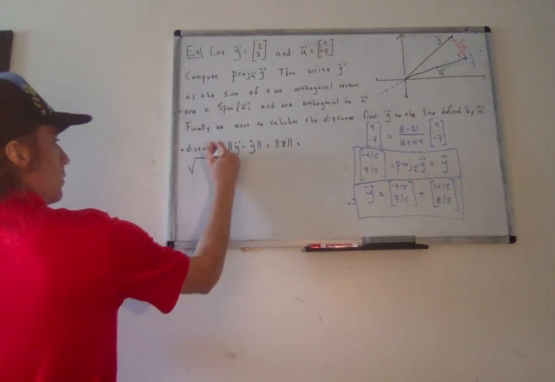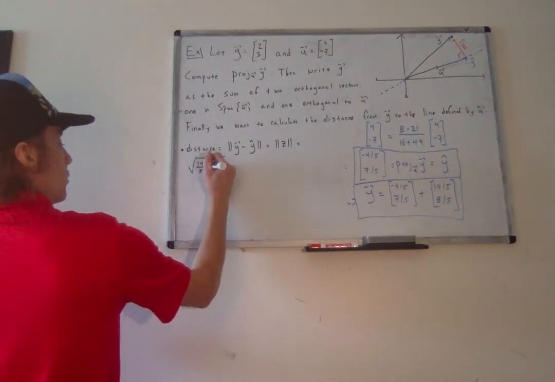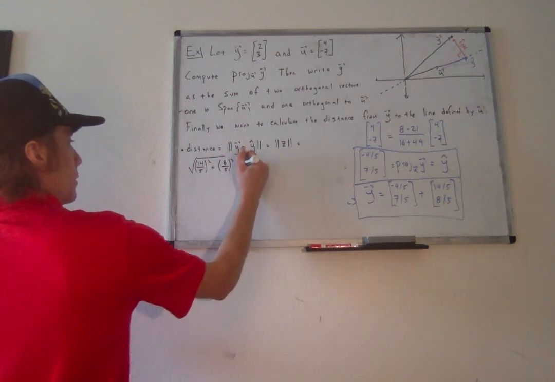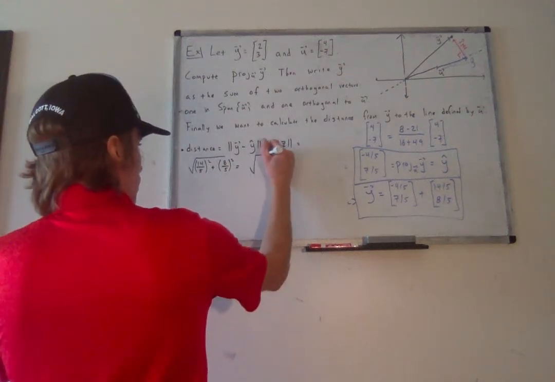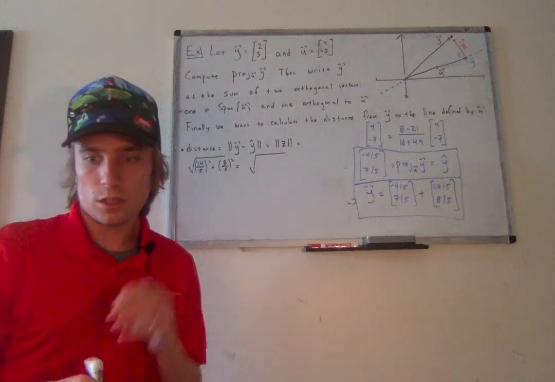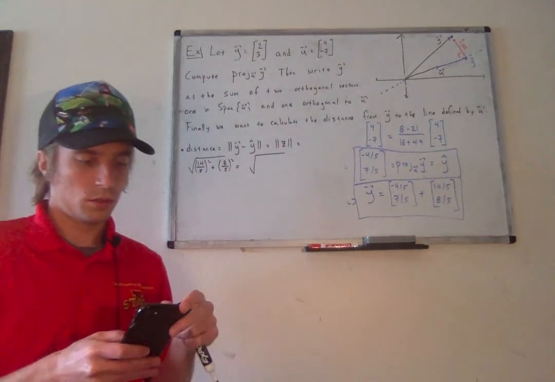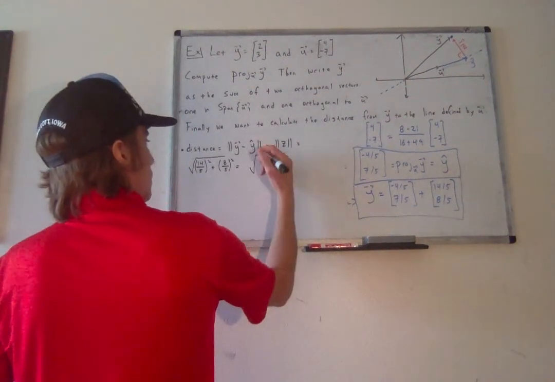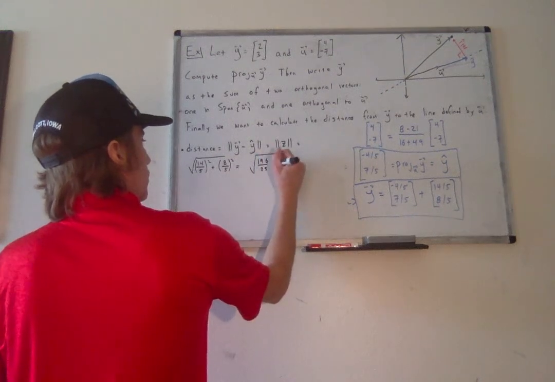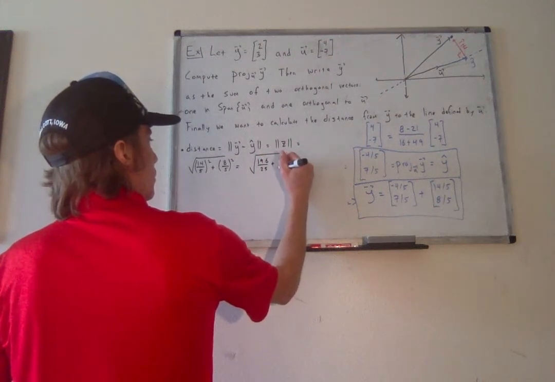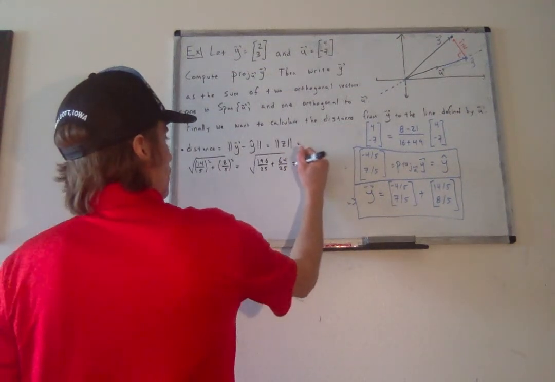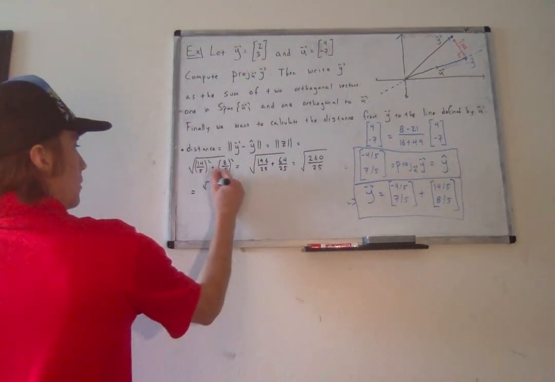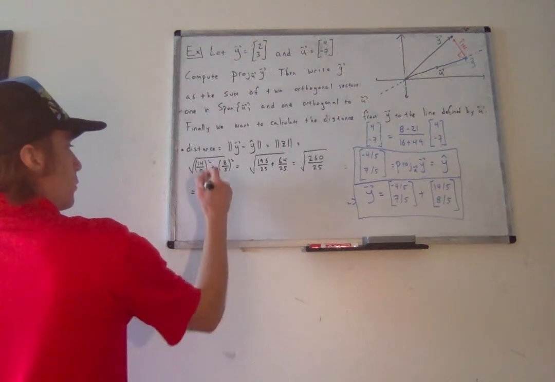which is equal to the square root of 14 over 5 squared plus 8 over 5 squared, which is equal to 14 squared, which is, gonna have to quickly figure that out, 196, over 25 plus 64 over 25, which is equal to 260 over 25, which is the square root of 260 over 5.